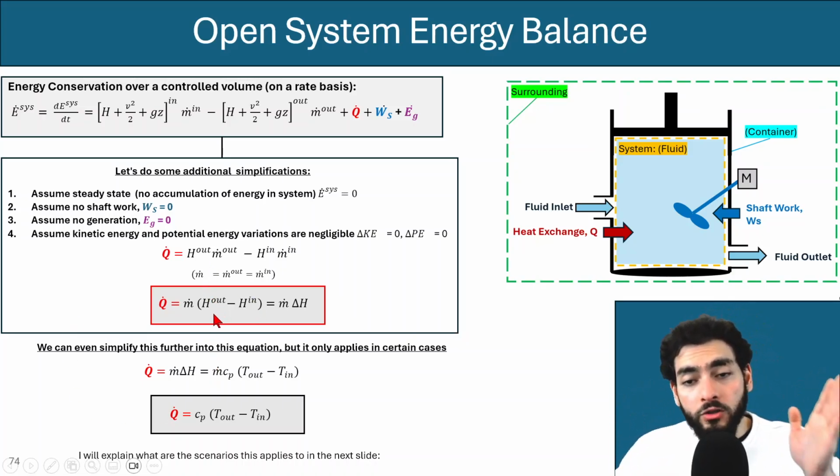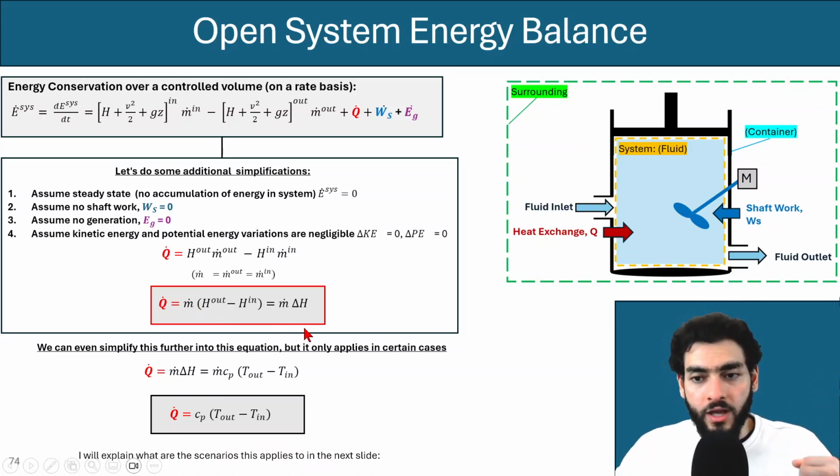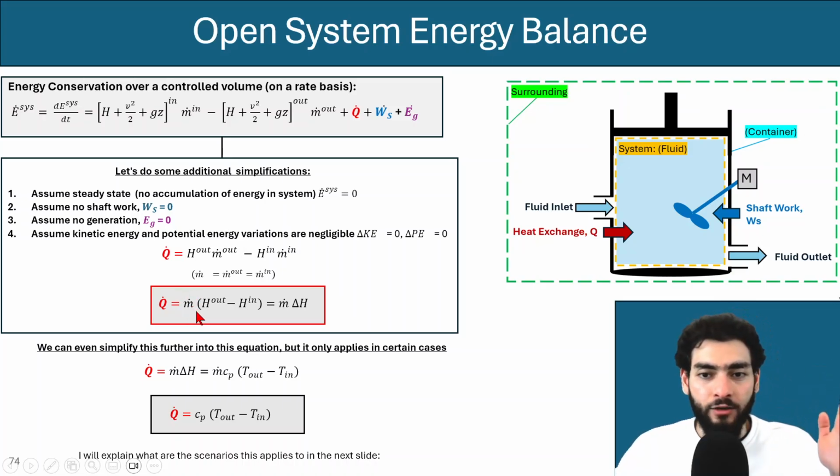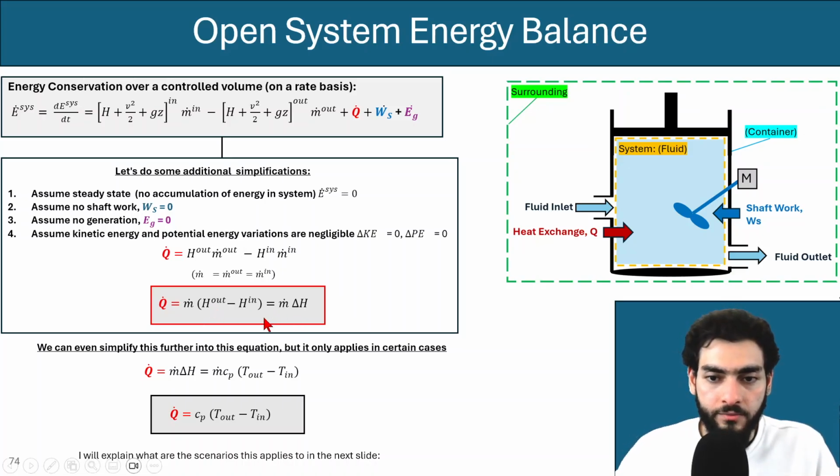Okay, so we can also simplify this equation further, but it only applies to certain cases. But I want to show it to you anyways. So we know that Q dot is equal to the mass flow rate multiplied by the change in enthalpy. And when I say change in enthalpy, it means the outlet enthalpy minus the inlet enthalpy. Also, there's an assumption here that I've made, which is that the mass flow rate coming in and the mass flow rate leaving are both equal. So keep that in mind, because otherwise I wouldn't have been able to take this mass flow rate out and subtract the enthalpies from each other.